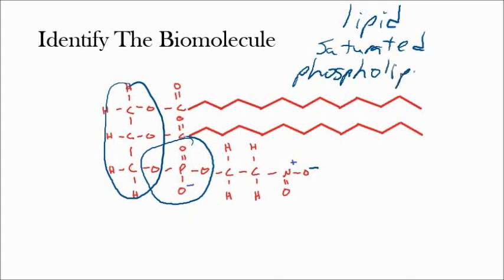You'll also see that there's this little extra piece attached to the other end of the phosphate. Some phospholipids have that, some don't. It depends on the particular kind, but don't let that get you confused. Because it has that phosphate, it's called a phospholipid.